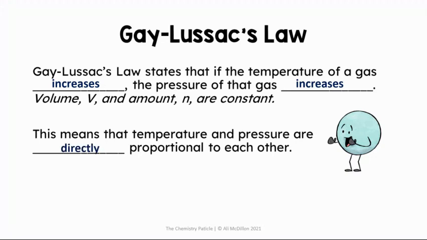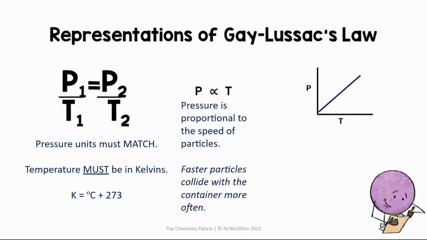Gay-Lussac's law states if the temperature of a gas increases, the pressure of that gas will also increase. So Gay-Lussac's is using the variables temperature and pressure, which means volume and amount are constant. This means that temperature and pressure are directly proportional to each other. We can see the equation here: P1 over T1 is equal to P2 over T2.